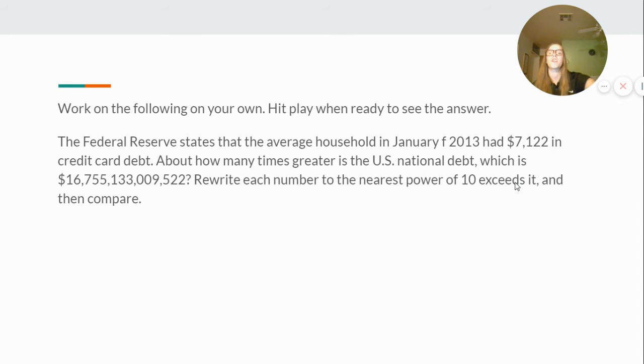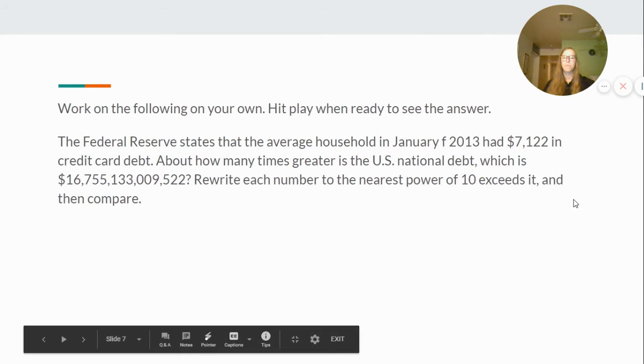We have the Federal Reserve stating that the average household in January of 2013 had $7,122 in credit card debt. About how many times greater is the U.S. national debt, which is a really big number? Rewrite each number to the nearest power of 10 that exceeds it, and then compare them.